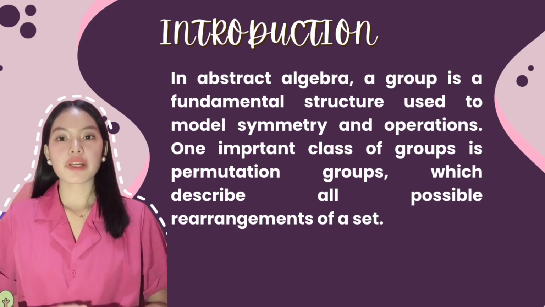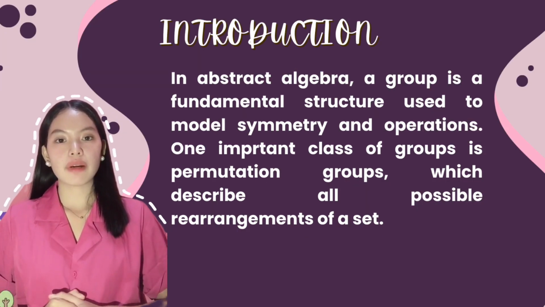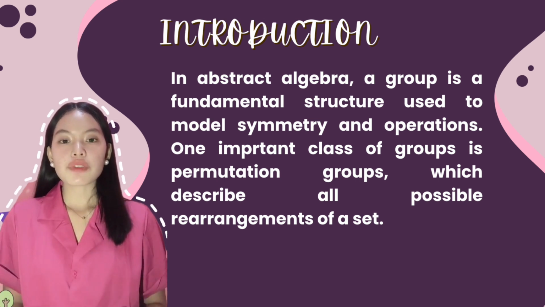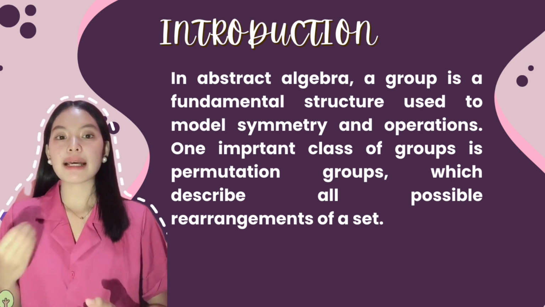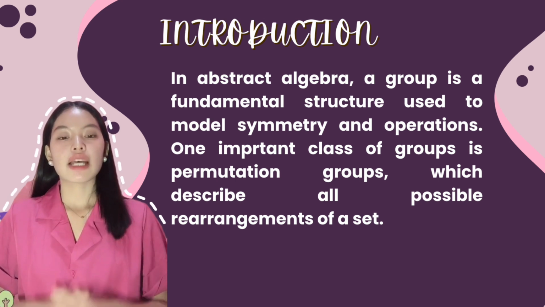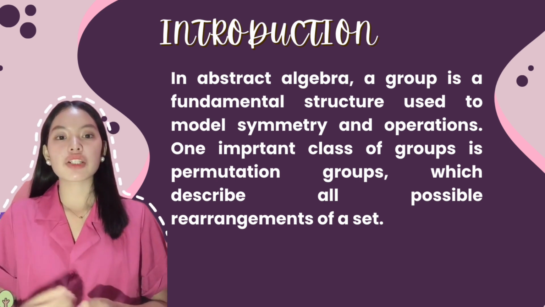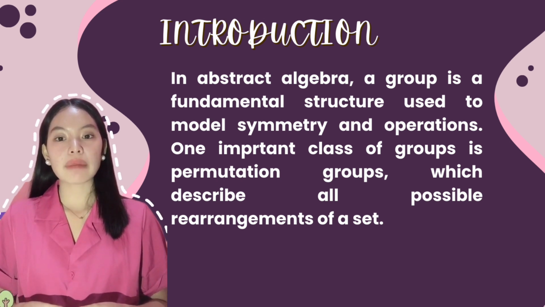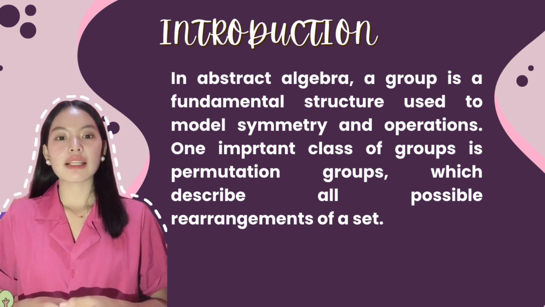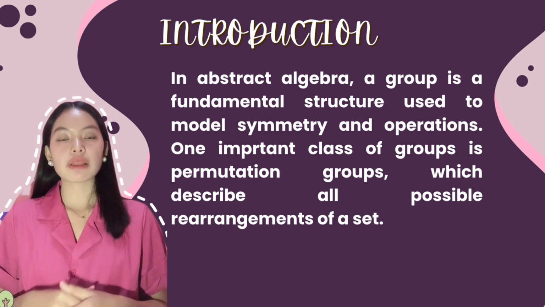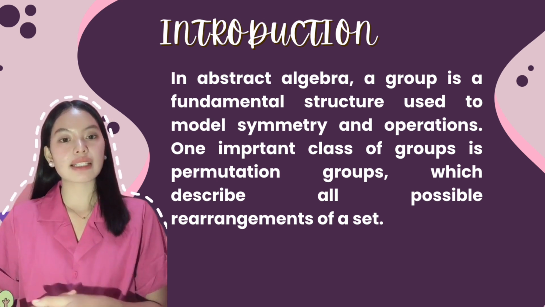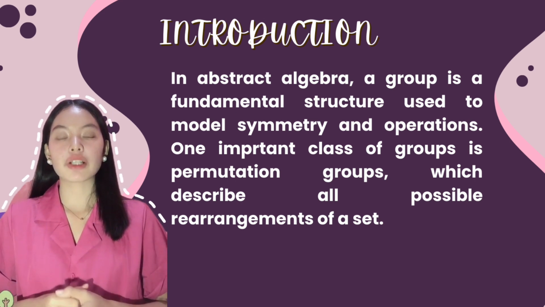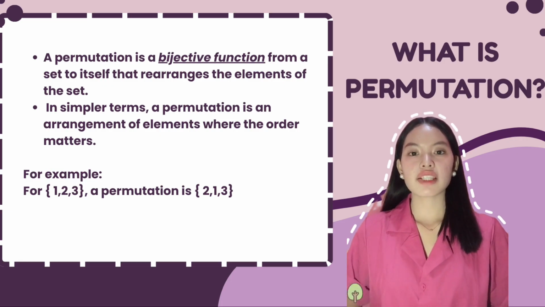Permutations and symmetric groups are important concepts in abstract algebra. They help us understand rearrangements and symmetry in mathematics. Groups are mathematical structures that help us understand patterns and operations. Among these, permutation groups and symmetric groups are particularly important because they describe all possible rearrangements of a set. They are not only abstract concepts but also have real-life applications in things like arranging students in line, scheduling tasks, and even in cryptography. So now, what is a permutation?